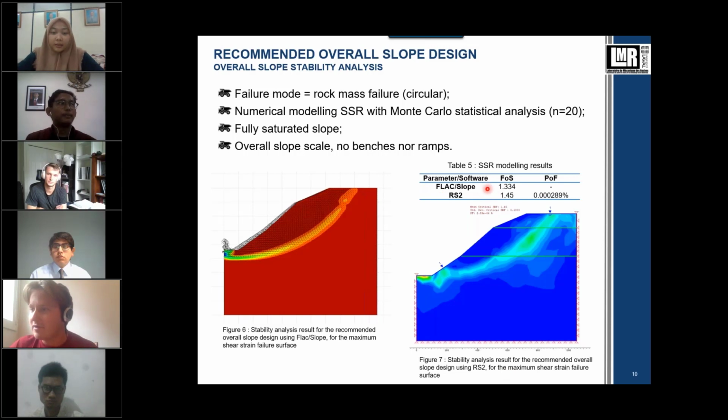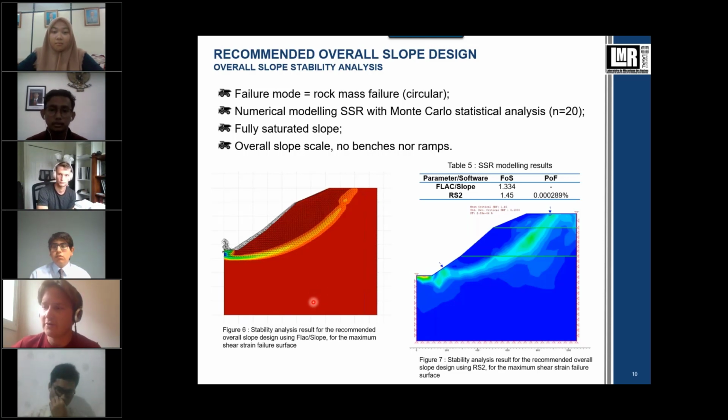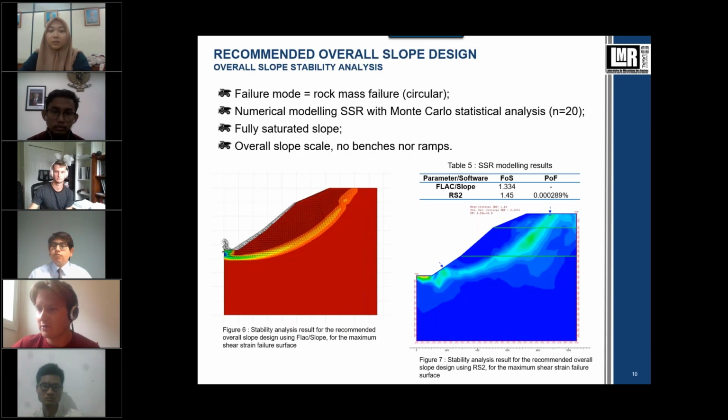Table 5 here presents the result for the analysis of the recommended overall slope design. As we can see, all the stability criteria were met. Figures 6 and 7 right here present the rupture surface of the analysis, which represents the maximum shear strength failure surface of a deep circular rock mass rupture. On the left here, we have the analysis for FlagSlope, and on the right, we have RS2. FlagSlope used a coarse mesh grid and RS2 used a 300 mesh grid.